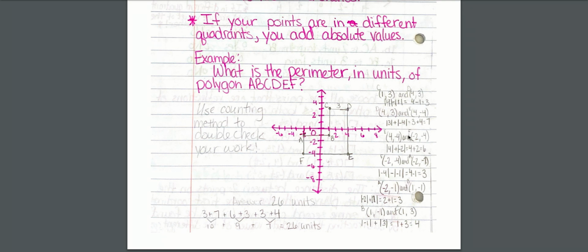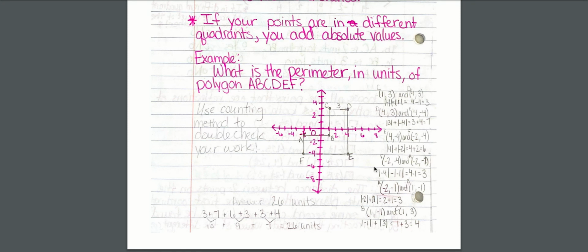Now we go on to do this for E and F. Absolute value of 4 plus absolute value of negative 2, because E and F are in different quadrants, and that gets us 6. F and A are both in the same quadrant, so we must subtract. So we have negative 4 minus negative 1 in absolute value. So the absolute value of negative 4 is 4 minus the absolute value of negative 1, which is 1. So we have 4 minus 1, which equals 3.